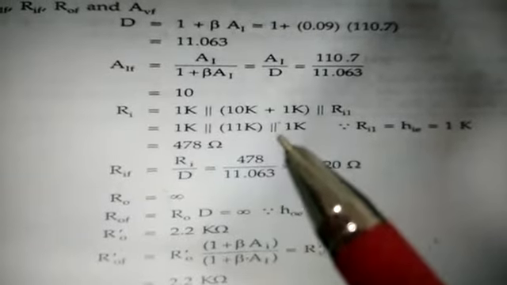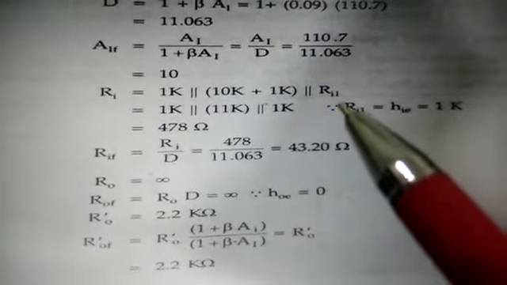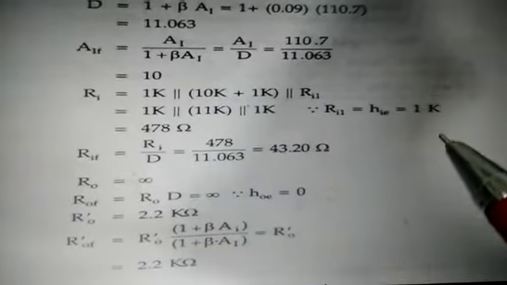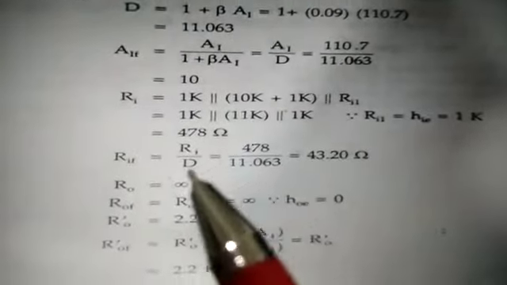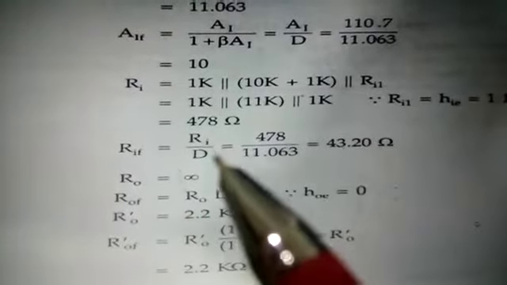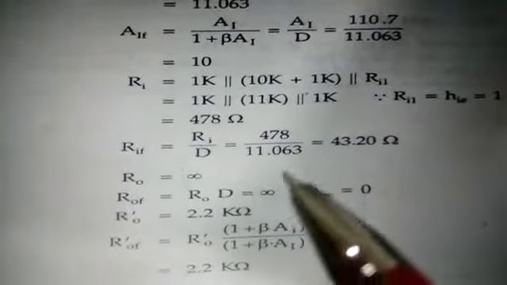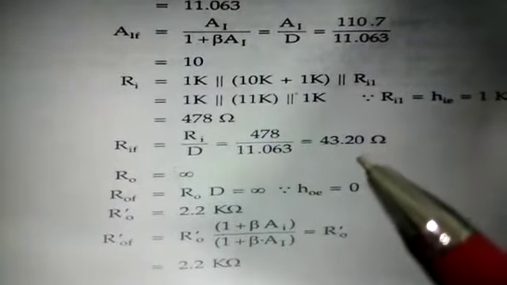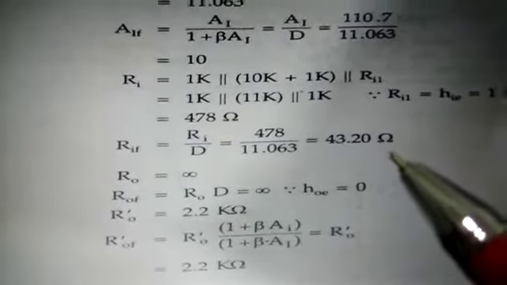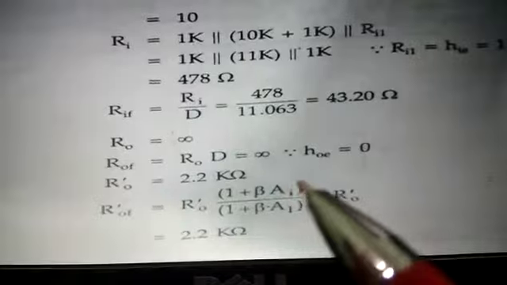Overall input impedance is given by this formula. Simply you can see the circuit and calculate this: 1K parallel to 10K plus 1K, and parallel to this Ri1, that is HIE. So this value is calculated. Then input impedance with feedback is Ri upon D. So in current shunt feedback, Ri upon D is 43.20. Input impedance in current shunt feedback is very less. RO is infinite. ROF with the D factor, HOE is equal to 0. RO dash is 2.2, and finally the effective output impedance with feedback comes to be 2.2 kilo ohm.